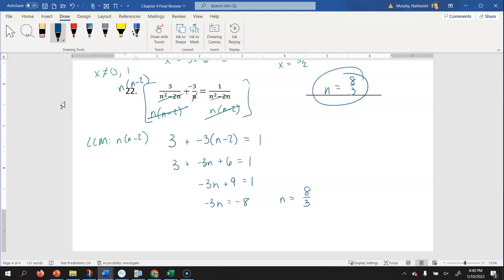Again, that's not in our restriction. So our restriction would be that n can't equal 0 or 2. So if we had gotten 0 or 2 as our answer, those would be extraneous solutions, but we didn't. So our only solution here would be 8/3.